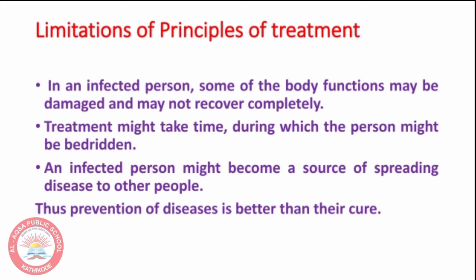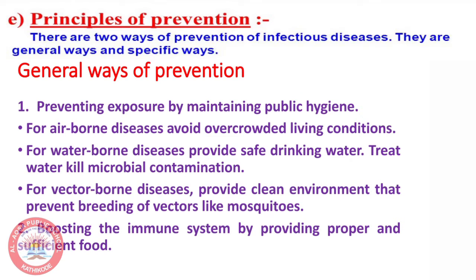So let us see the principles of prevention. There are two ways of prevention of infectious diseases. They are general ways and specific ways. General ways include the prevention of exposure to the infectious microbes. That is, how can we prevent being exposed to infectious microbes? It is mainly by maintaining public hygiene.